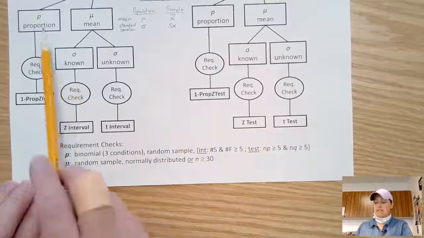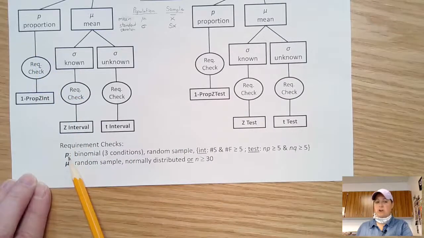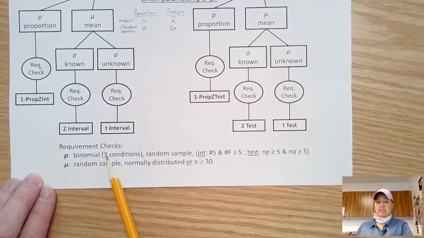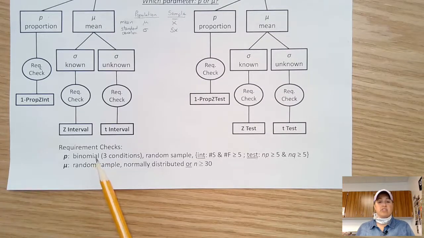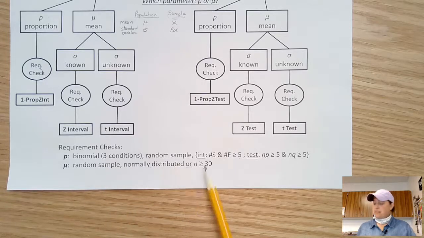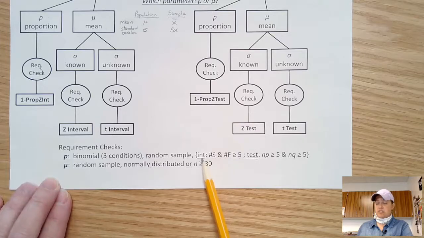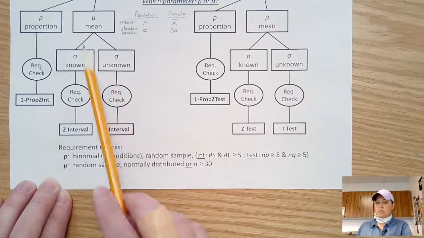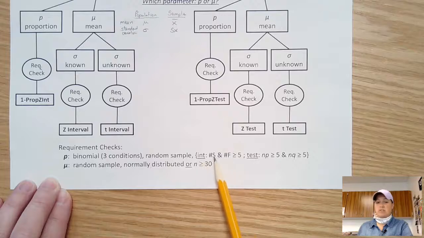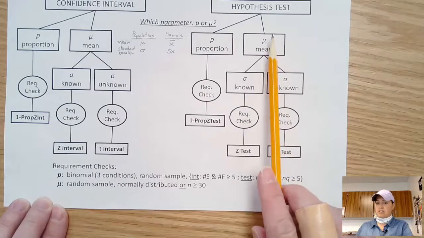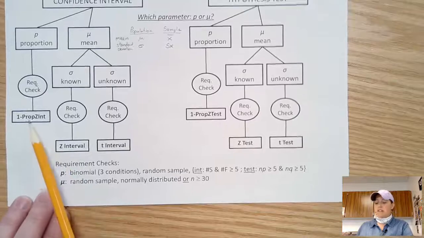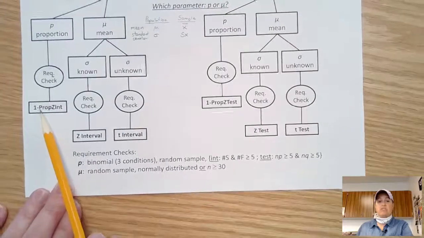Since this is a proportion, the required check for the proportion is that it meets the 3 conditions of the binomial. In other words, that it has a set number of trials, that each trial is independent, and that you either have success or failure. That it's a random sample. And then for this part, because this is for the interval, we use this: that the number of successes and the number of failures are greater than or equal to 5. This test part comes over here with the hypothesis test. And the part on the bottom is telling you what you need to use on your calculator.